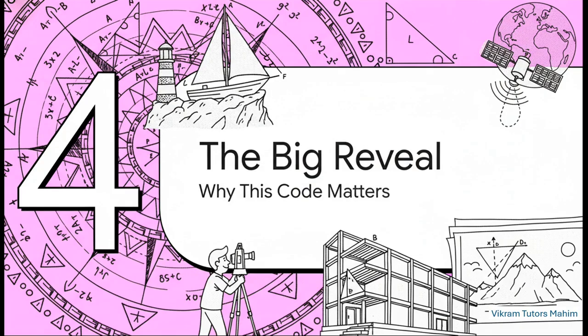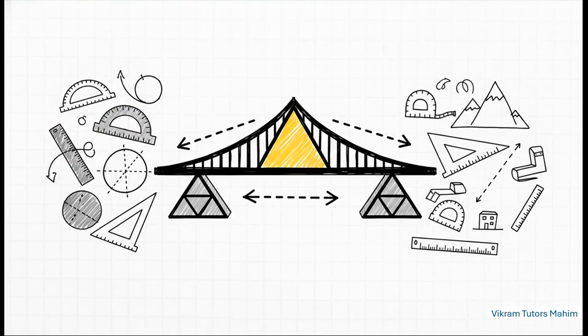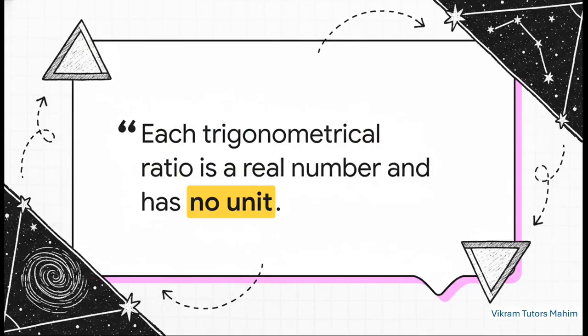Let's get to the big reveal. So what's the real superpower of this code? It's this. Trigonometry is a bridge. It is the mathematical link that connects the world of angles to the world of distance. And what that means is, if you can measure the angle to the top of a building, you can calculate its height without ever taking a single step towards it. That's its superpower. And I absolutely love this quote from our source material. Each trigonometrical ratio has no unit. Think about what that means. The ratio for a 30-degree angle is the exact same whether you're measuring a tiny triangle on a napkin or a vast triangle formed by stars in the galaxy.